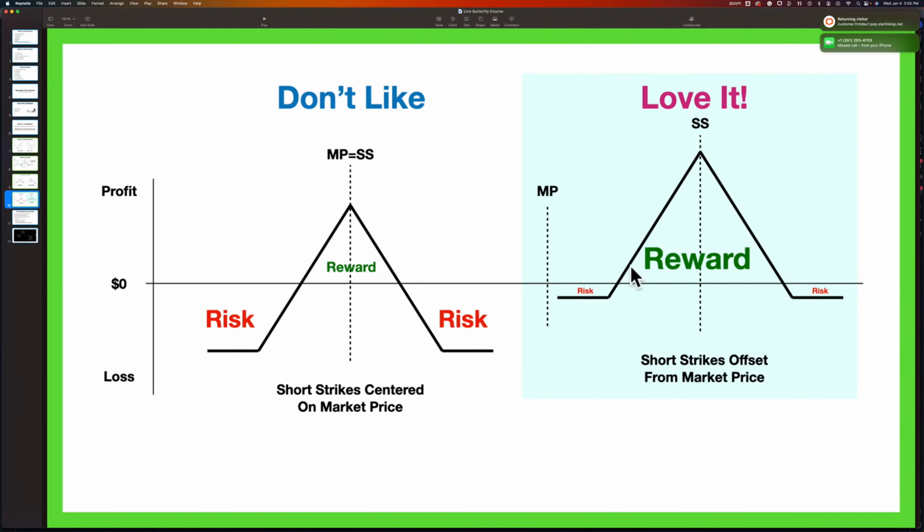And what this does is it changes the whole risk to reward equation. So our risk is very small compared to the reward, which is very big. So that's how we start off.